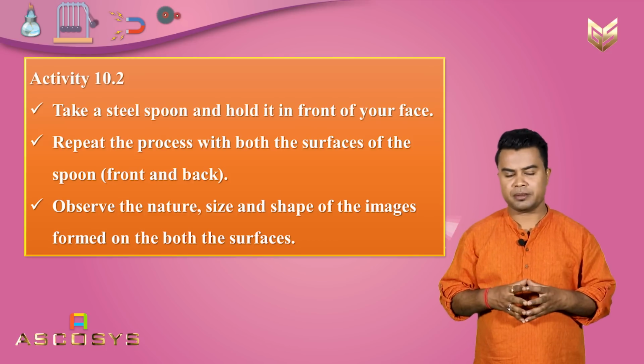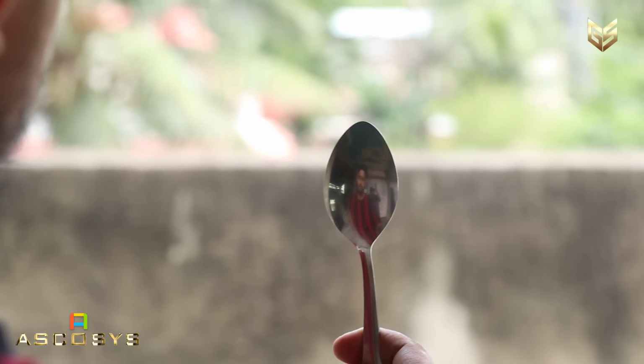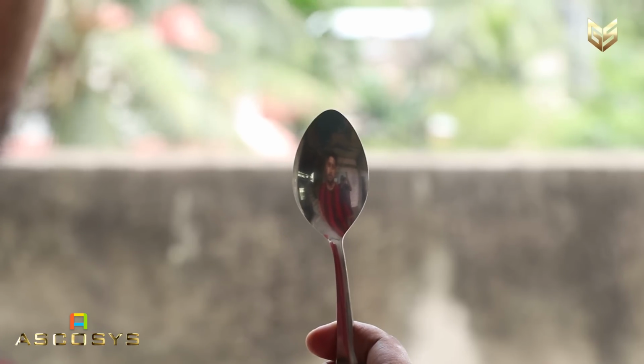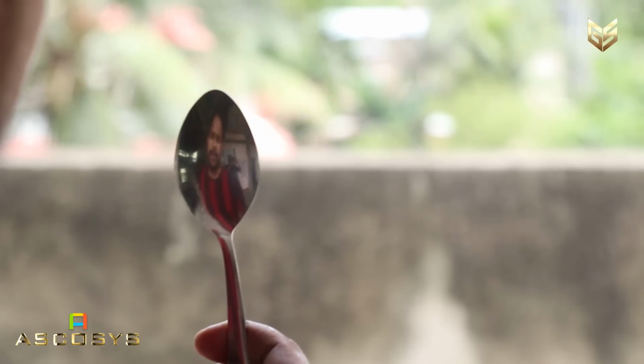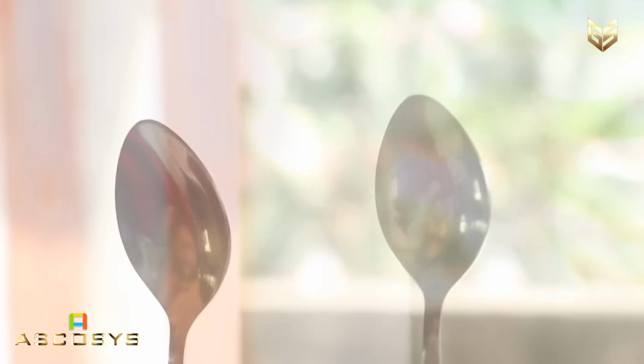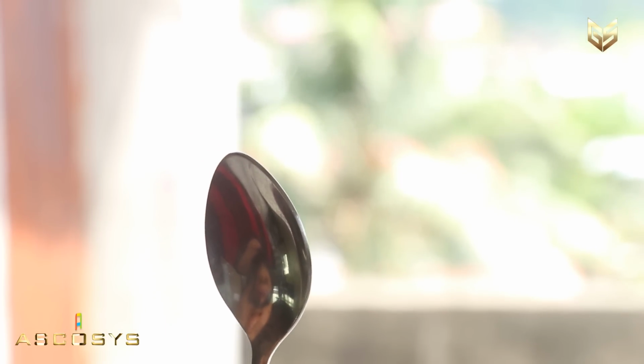Why don't you do one thing, my dear students? You take a spoon and place it in front of your face. First, place the curved inward part, that is the concave part, and move it back and forth and see what the image formation will be. Will it be clear, or how about the size? Is it decreasing, increasing? Fine. And then change it, see the convex part, again move the mirror back and forth and note down the observation. This is for you.